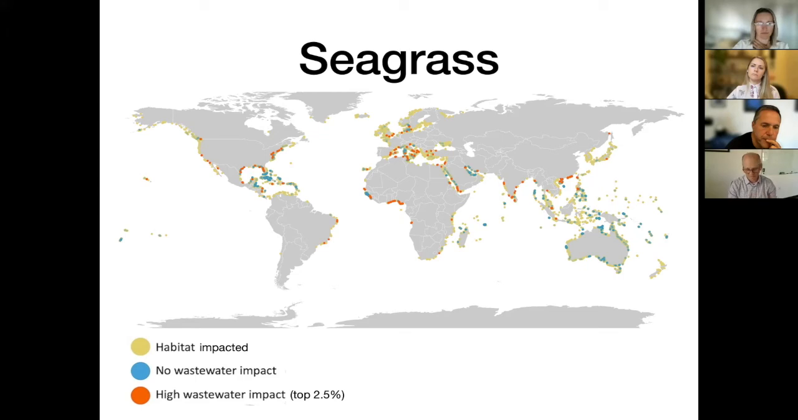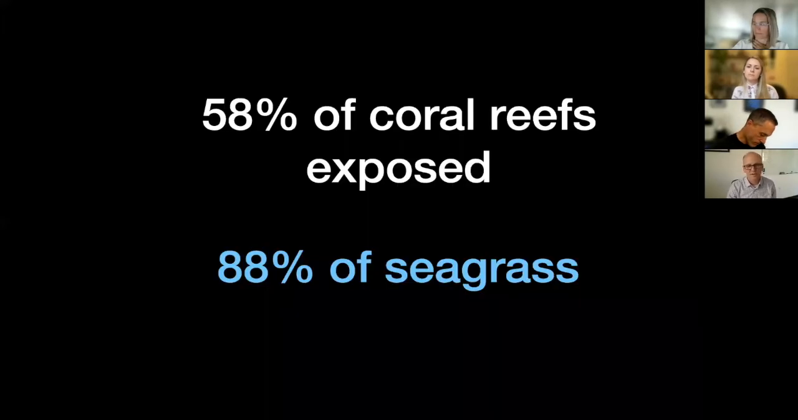So you start to see these spatial patterns of where coastal habitats are being exposed to and potentially impacted by wastewater nitrogen. Here are the numbers. Okay, so 58% of coral reefs and 88% of seagrasses from these modeled results.